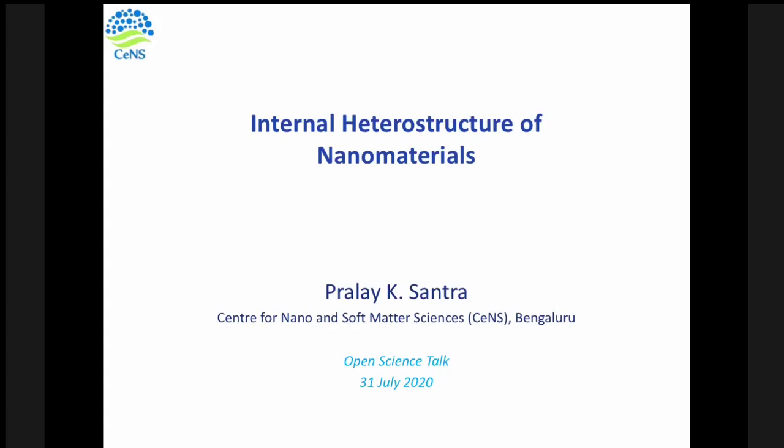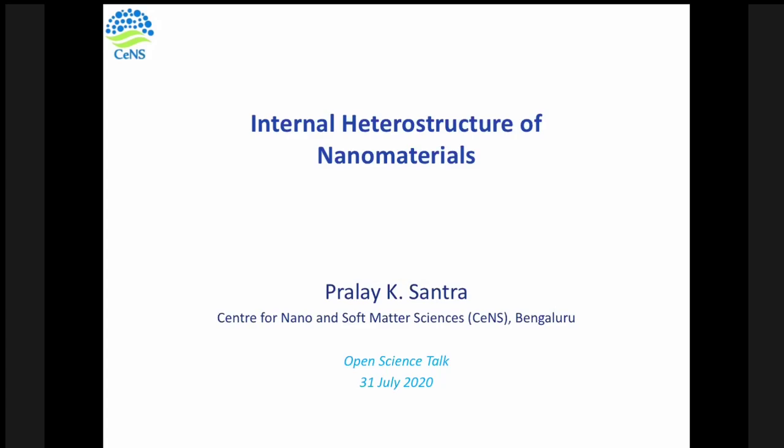I'll be explaining what these heterostructures are. Along with the synthesis of these new materials, which show very exotic and very exciting properties, it also becomes important to know what is actually happening inside the nanomaterial, and how the structures are forming. So in this talk, I will be talking about internal heterostructures, primarily using photoelectron spectroscopy. It is surprising that photoelectron spectroscopy can be used to learn about internal heterostructures, whereas primarily it is known to determine the electronic structure of materials.